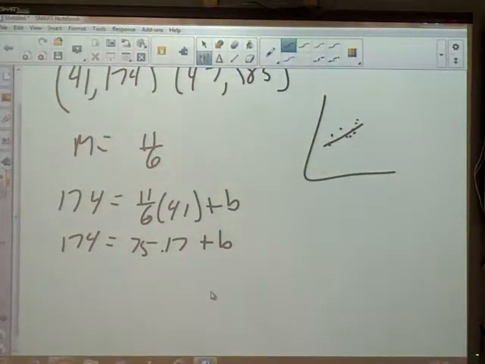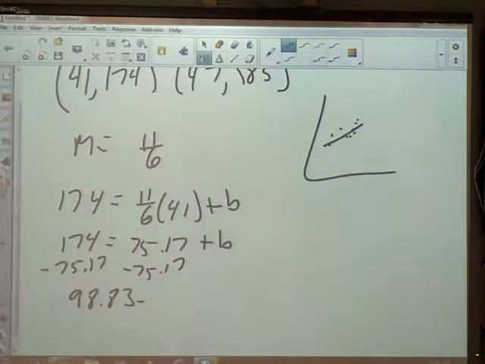That's got 75.17 being added to it, so what am I going to do? Subtract it. 98.83. So there's our y-intercept. So that means my equation is going to be y equals mx plus b.